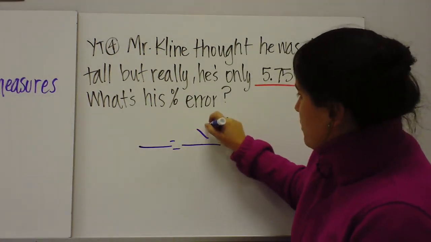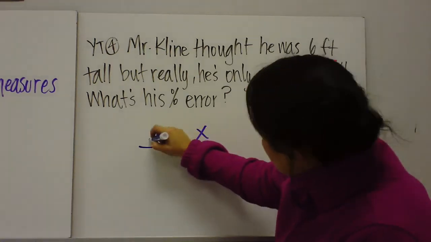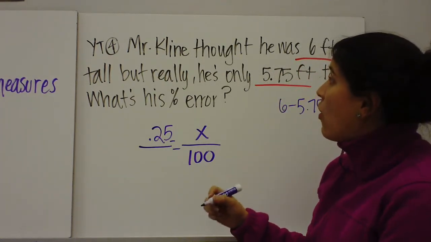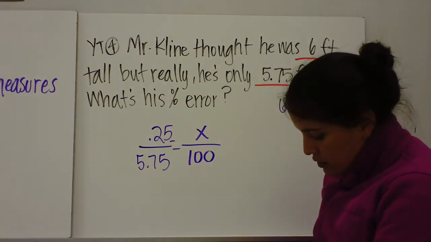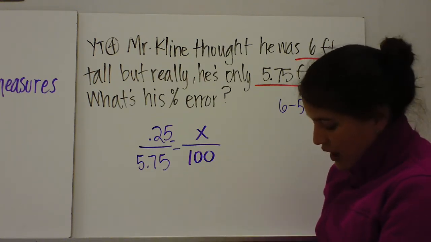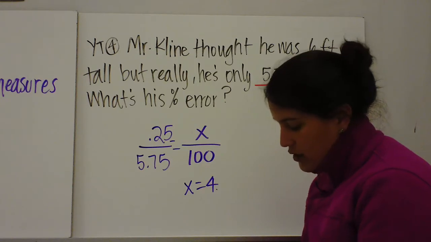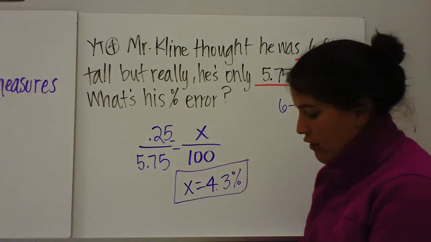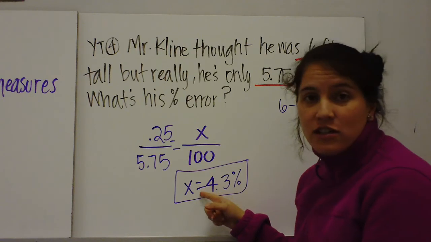So we're going to set up a proportion. And what was the difference? 6 minus 5.75, so 0.25 when you subtract. And what was the actual amount? What was the exact amount? How tall is he really? He's 5.75. So we have to cross multiply. And then divide. And it comes out to be 4.34, so 4.3%. So he was only off by about 4%, which is not a large percentage. So his error is about 4%.